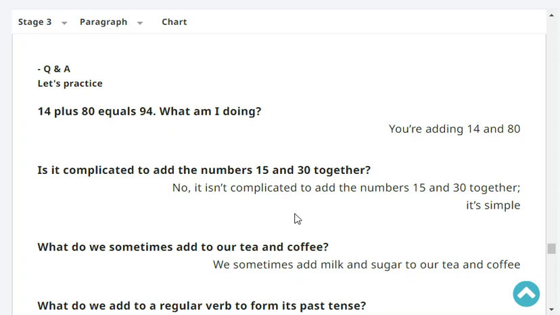Is it complicated to add the numbers 15 and 30 together? No, it isn't complicated to add the numbers 15 and 30 together. It's simple. Very good.